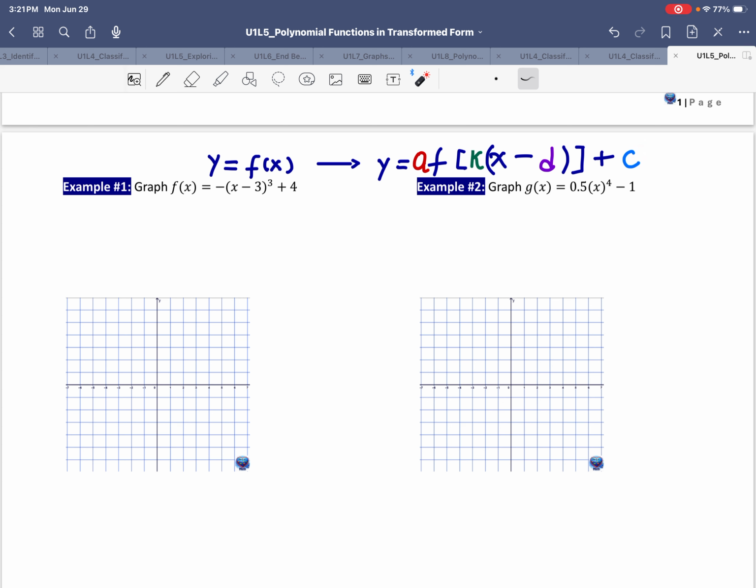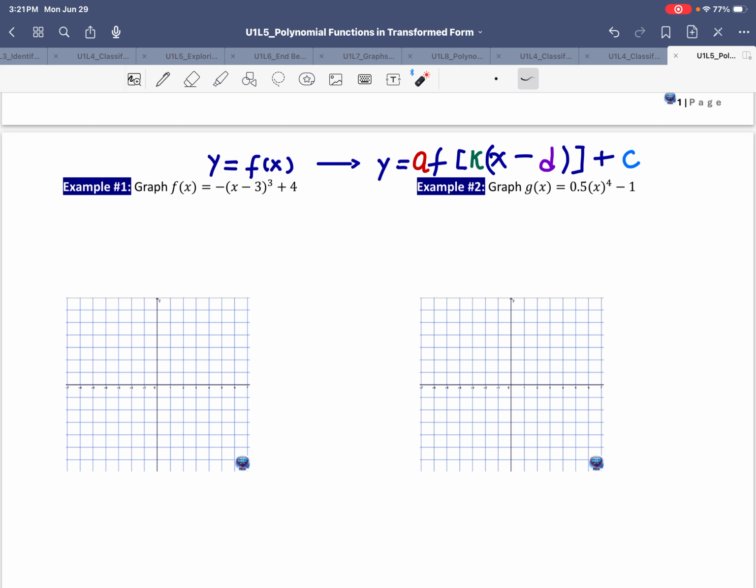Now, whenever we apply multiple transformations to the graph of any parent function, we want to think as if we are simplifying an algebraic expression. And when we simplify algebraic expressions, we have to follow a specific order. Like, remember that multiplication and division will have priority over addition and subtraction.